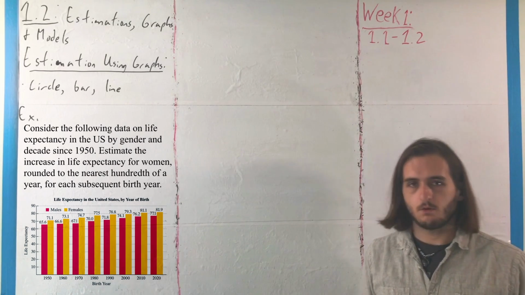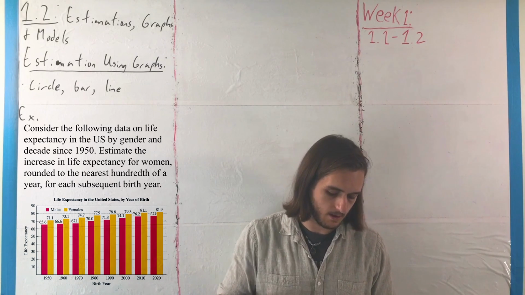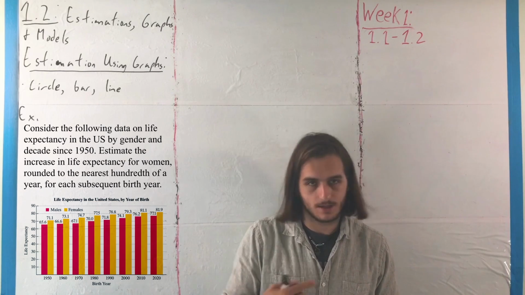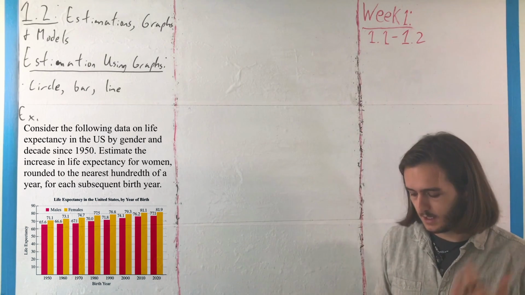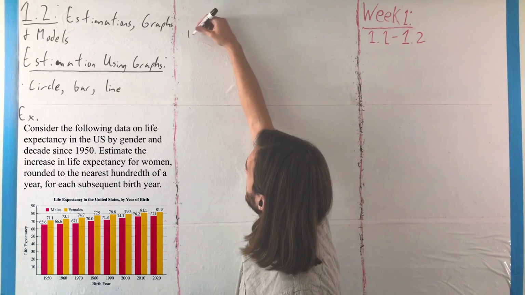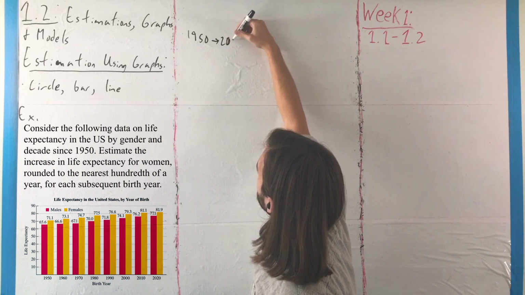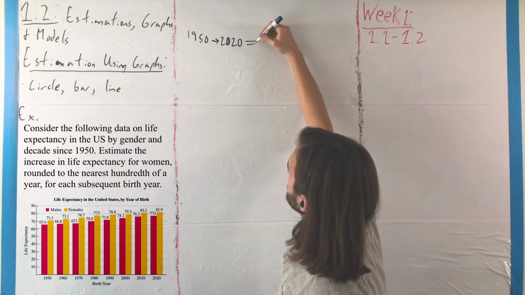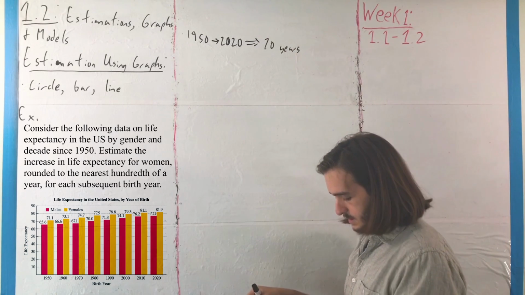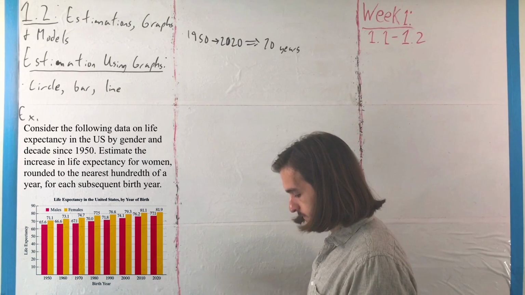So for this, what we need to do here is get some sense of how the change is going. So we need to see about how much the birth years have changed, as well as how much the life expectancy has changed. And here we do have those nice rounded numbers that we can begin with. So we can start by noting that we're going from 1950 to 2020. So 70 years.